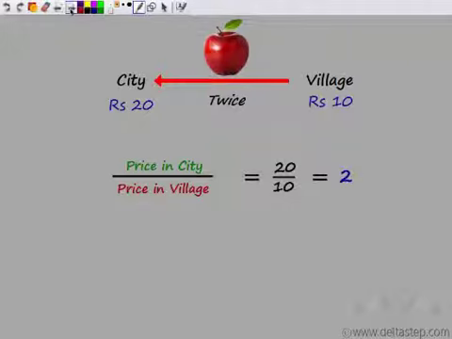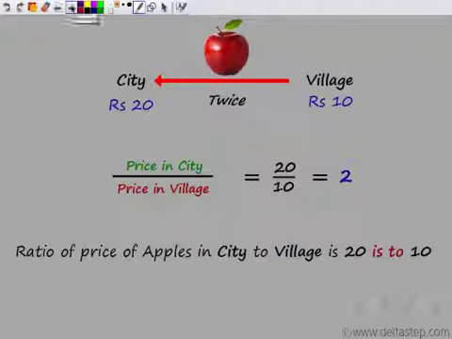Now I can write this thing, which is comparison by division, as a ratio. So I can say that the ratio of the price in this city to the price in the village is nothing but 20:10. And 20:10 as a ratio, this "to" can be notated by this symbol. This is the notation for the word "to". So I say 20:10. This is how a ratio is written.